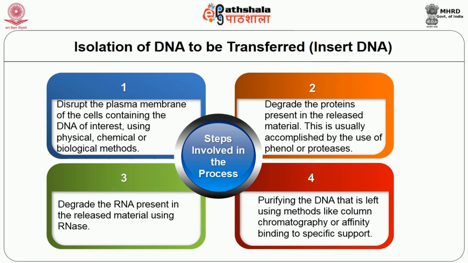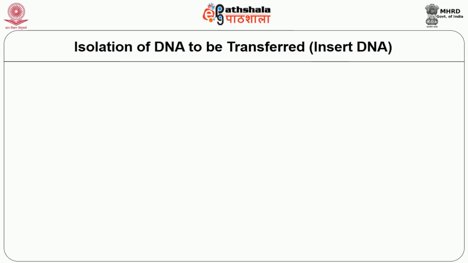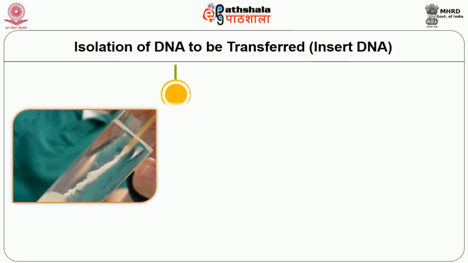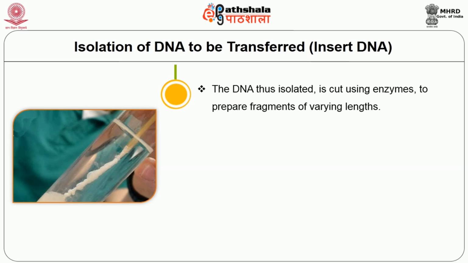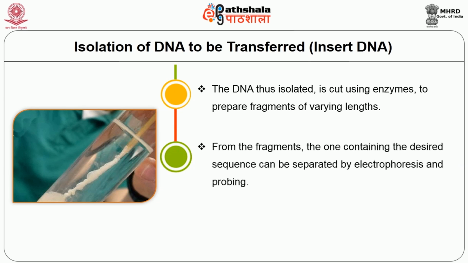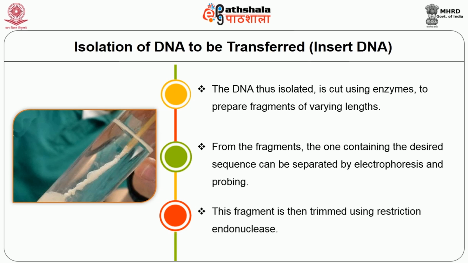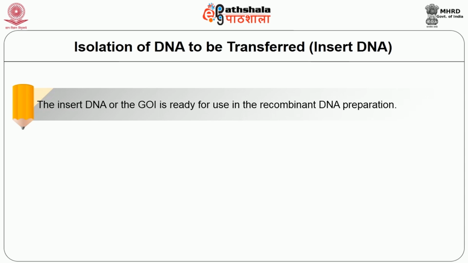The last step is purifying the DNA that is left using methods like column chromatography or affinity binding to specific support. This procedure gives the DNA in pure form. The DNA thus isolated is cut using enzymes to prepare fragments of varying lengths. From the fragments, the one containing the desired sequence can be separated by electrophoresis and probing. This fragment is then trimmed using restriction endonucleases. Now, the insert DNA or the gene of interest is ready for use in the recombinant DNA preparation.